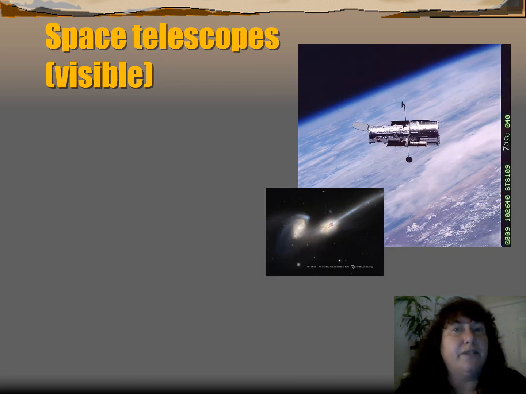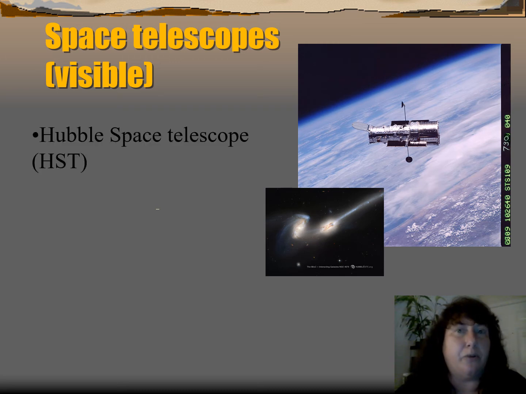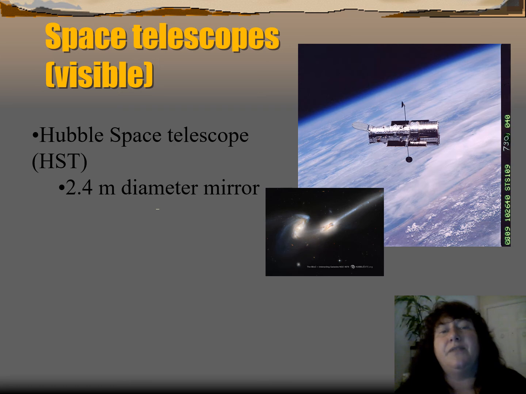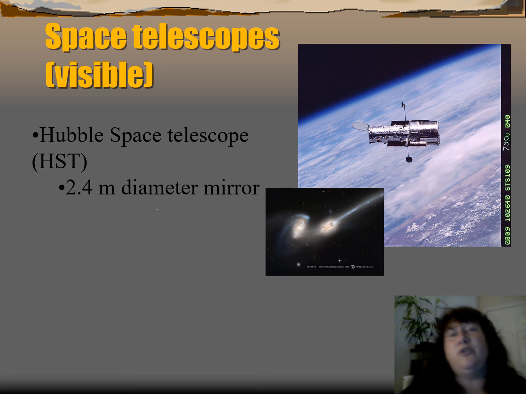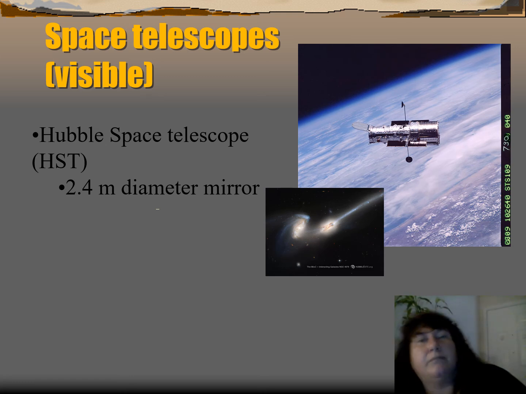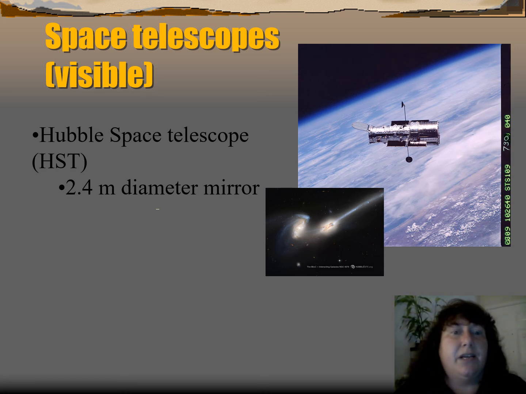Space telescopes in the visible range, the most popular and well known is the Hubble Space Telescope, the HST. This has a 2.4 meter diameter mirror, and there were some spherical aberration problems with this mirror. They actually knew about this before it was sent up, but there was some miscommunication. It got sent up anyway. There is another mirror here on Earth that's been here the whole time, and they've been using that to help correct the cameras for the HST.